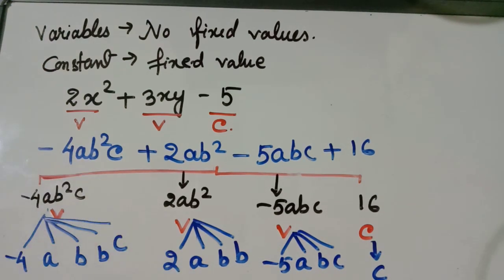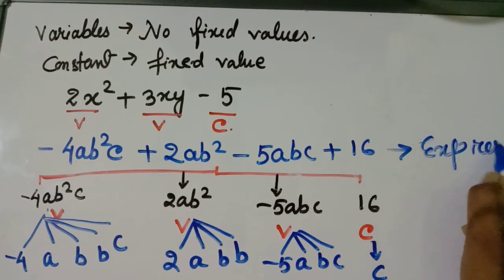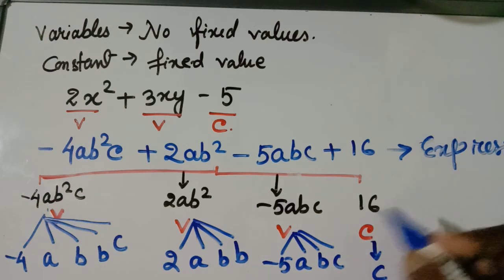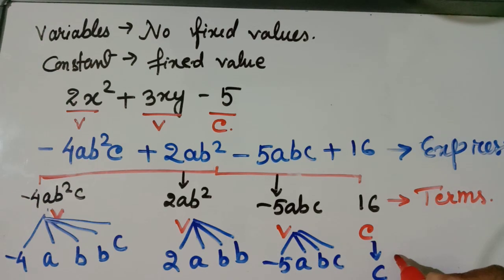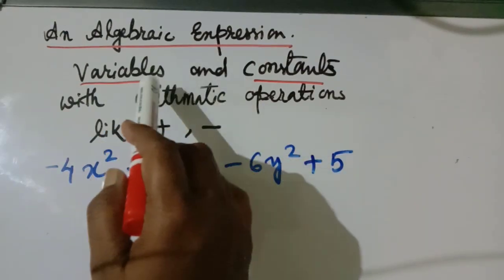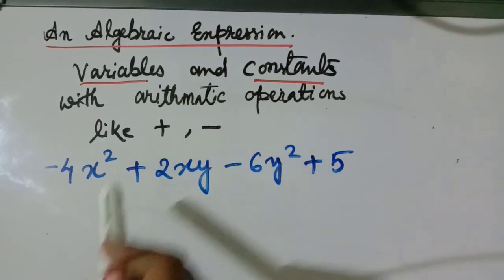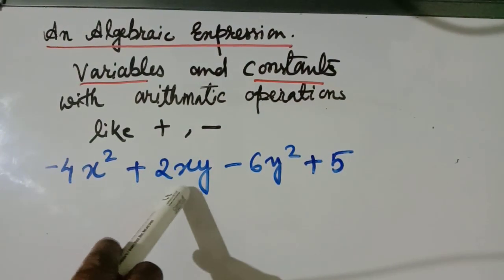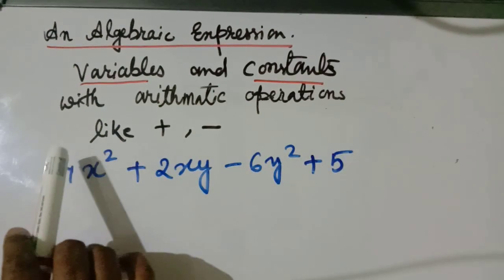So this is the algebraic expression. You can say this is the expression, and these are called terms, and these are known as the factors of the terms. Again I am going to repeat that an algebraic expression consists of variables and constants with arithmetic operations like plus or minus. So minus 4x square plus 2xy minus 6y square plus 5 is an algebraic expression.